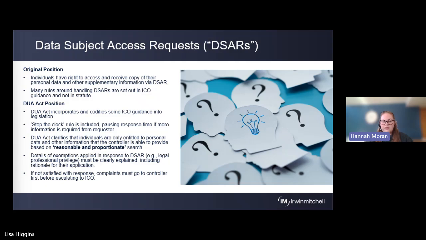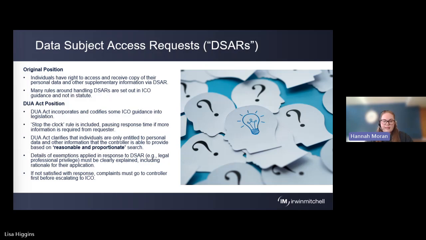If a requester is not satisfied with the response to the DSAR, they now have to first complain to you before they escalate that complaint to the ICO. And I'll have a look at the complaints process in more detail a bit later on. So in practice, the GDPR Act changes are unlikely to change how you would tackle any DSARs other than the complaint point. But it is useful that the ICO guidance is now incorporated into legislation, especially when you're dealing with quite tricky individuals on the other side of a DSAR.